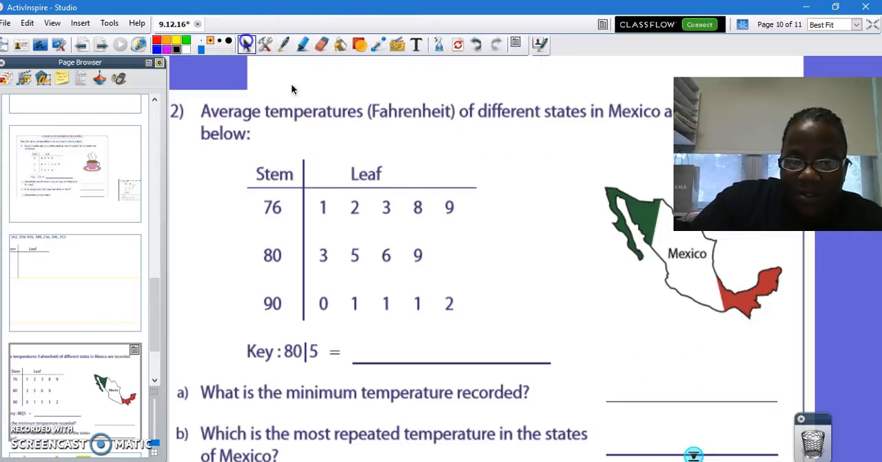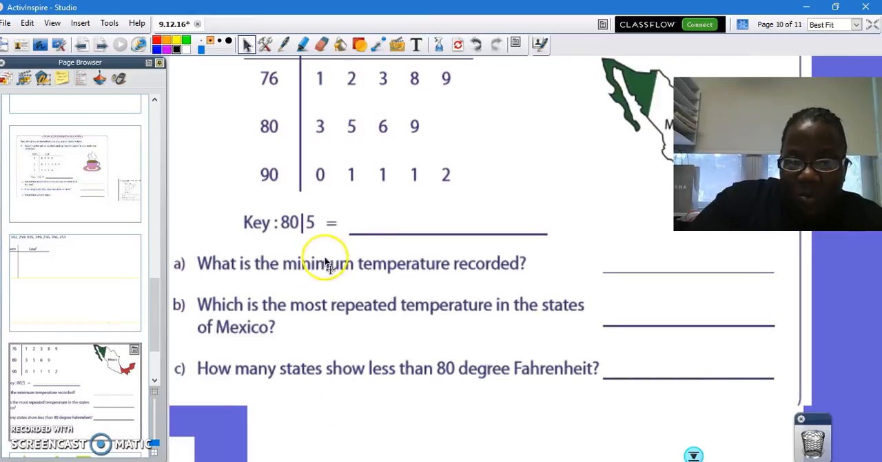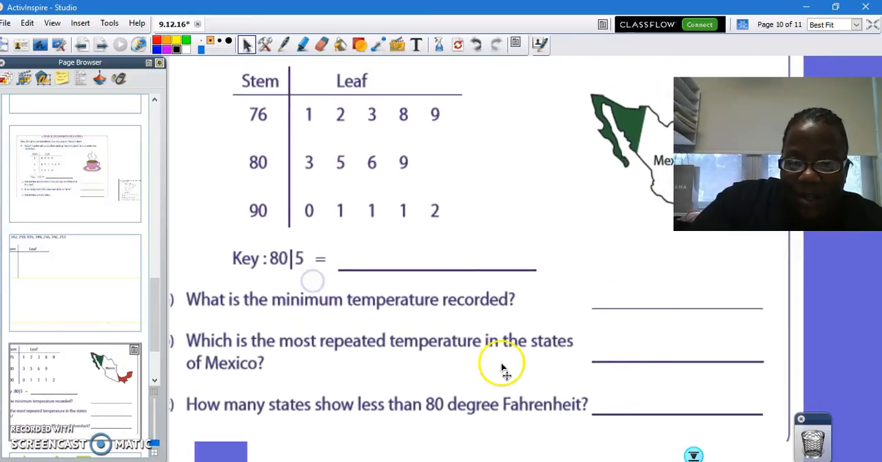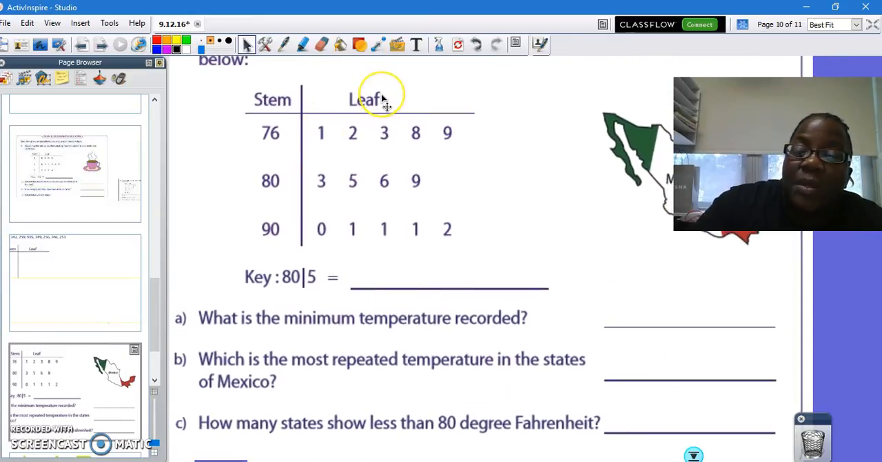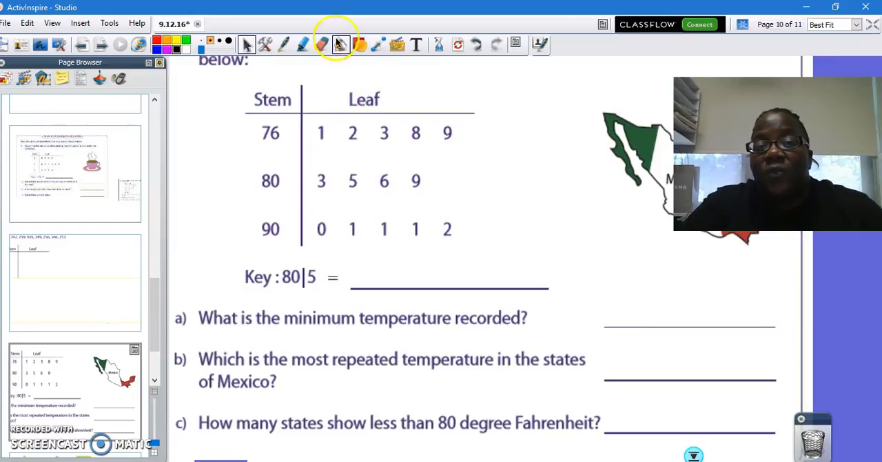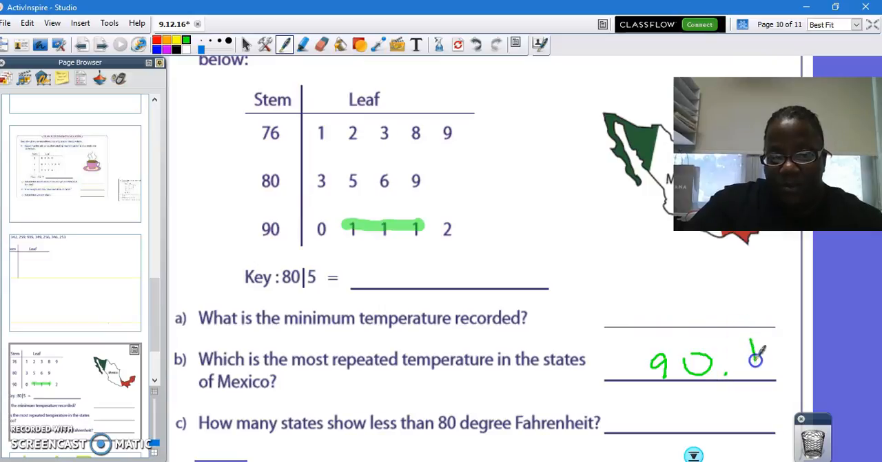All right. And so the next one, which is the most repeated temperature in the states of Mexico? Remember, repeating means the mode, the most frequent number. And if you look at your set, this is the one that's repeated the most. So it's not just 1, it's 90.1. Last question, how many states show less than 80 degrees Fahrenheit?